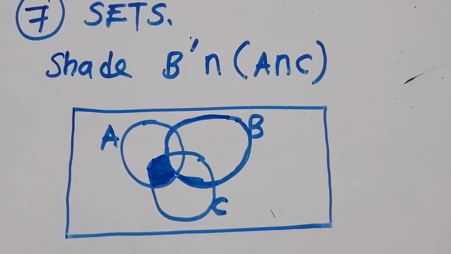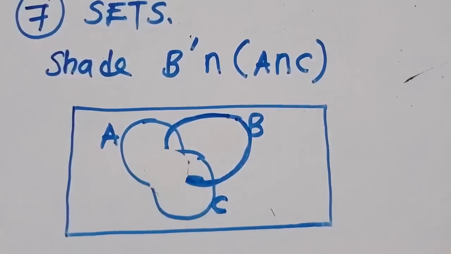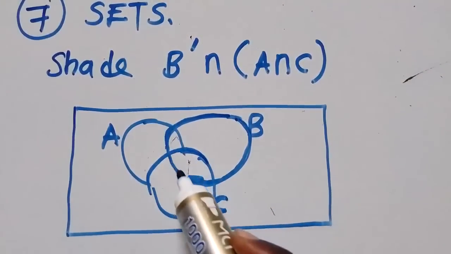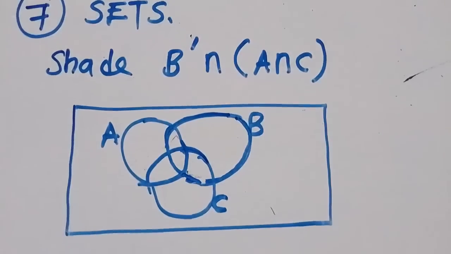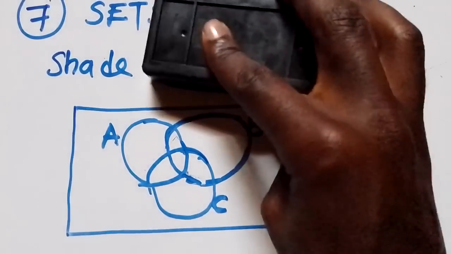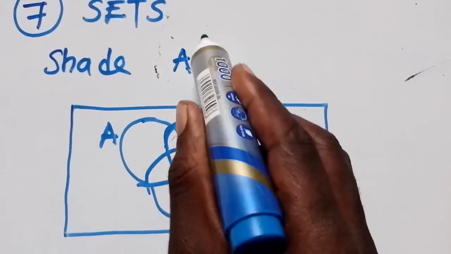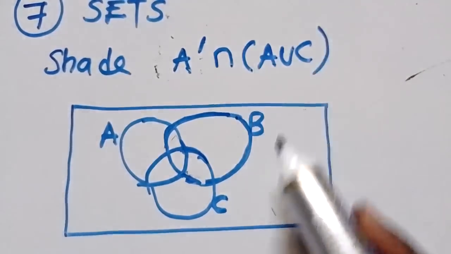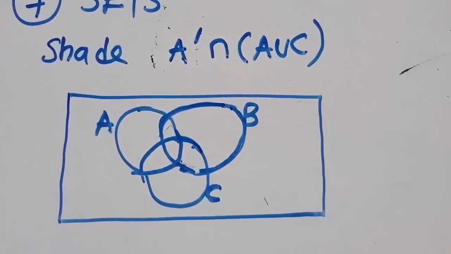Under this same thing, let me change the question. The same thing here. This one goes there. This one comes here. This is what you are given. What if you are told to shade A complement intersection A union C? How can we shade that part?